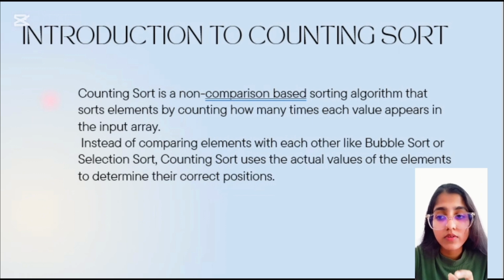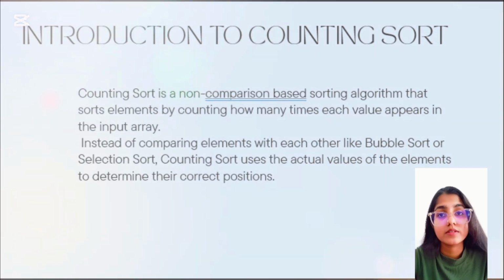Counting sort is very fast and efficient when the range of input values is small and known in advance. Because of this, it is commonly used in situations like sorting exam results, ages, or ratings where values fall within a limited range. However, counting sort is not suitable for all cases. It requires extra memory and works only with non-negative integers. When used in the right scenario, counting sort can sort data faster than many traditional comparison-based sorting algorithms.